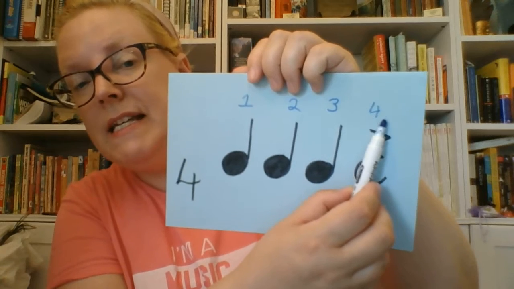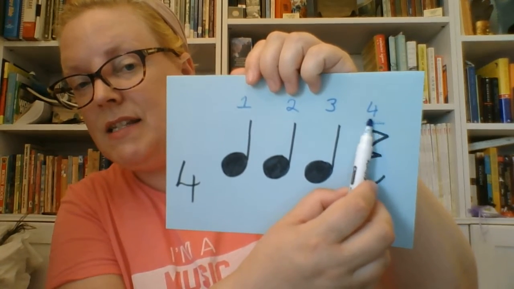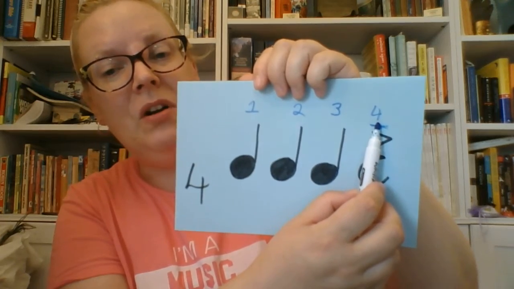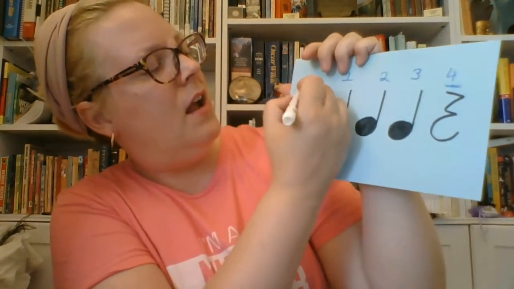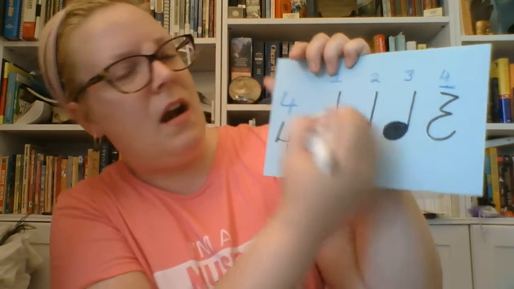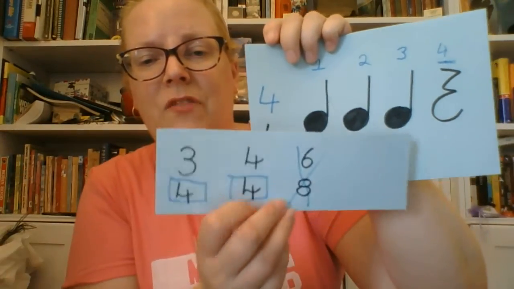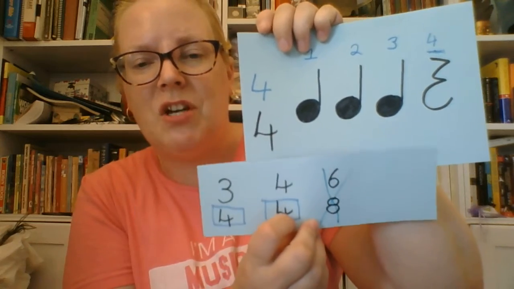The total is, the highest I counted is 4. So you take that highest number and you write it over top of there. And look at that. You have just made your very own 4-4 time signature. Ta-da! Great. Let's do another one.